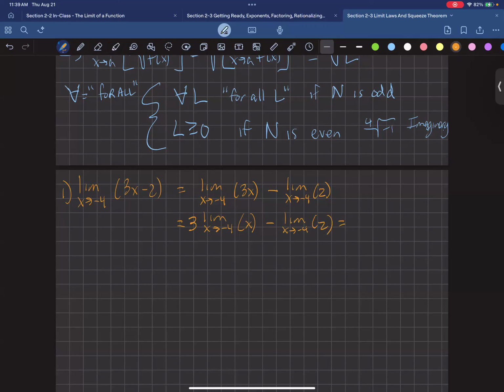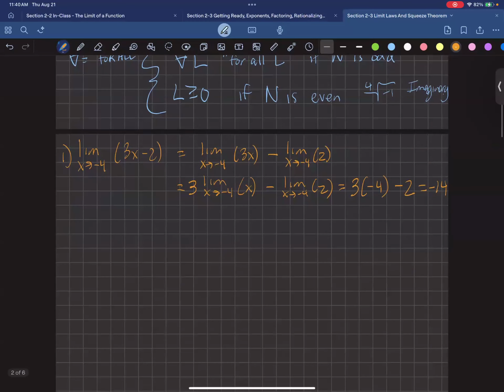We can apply the first two limit laws here. When you do a limit of x, it just goes to the x. So this is 3 times -4. And this one is a constant, so we just take the constant. That ends up being -12 minus 2, which is -14. Okay. The next one's a little bit more of a pain, but we're going to do it, and then we'll learn a faster way in the next video.